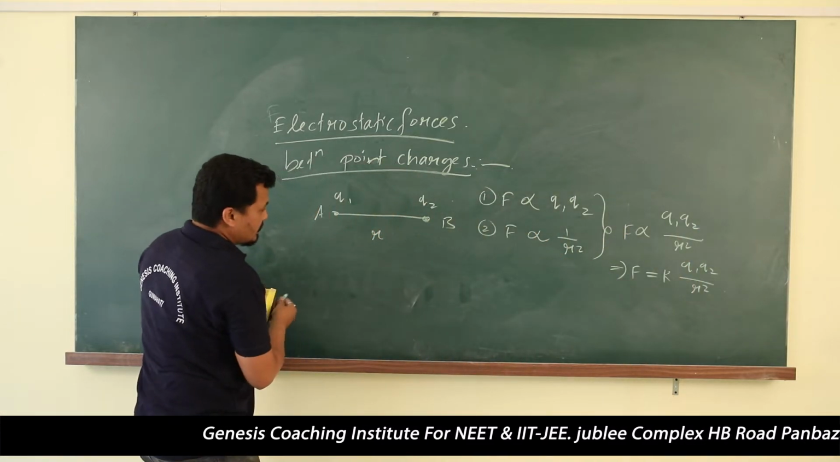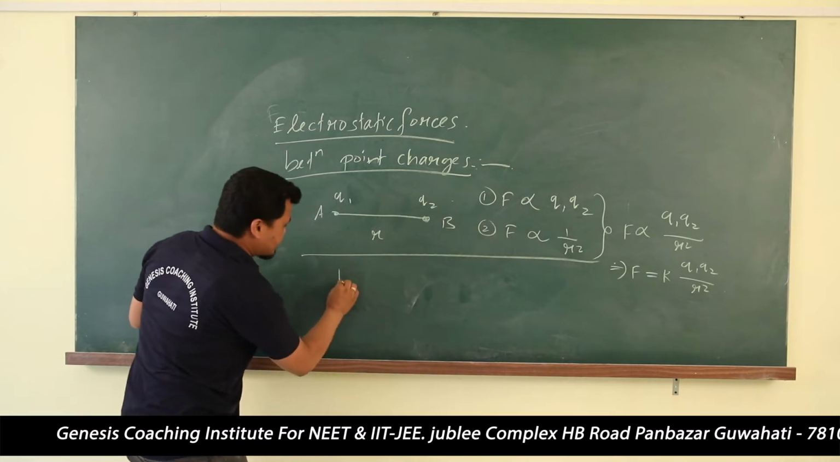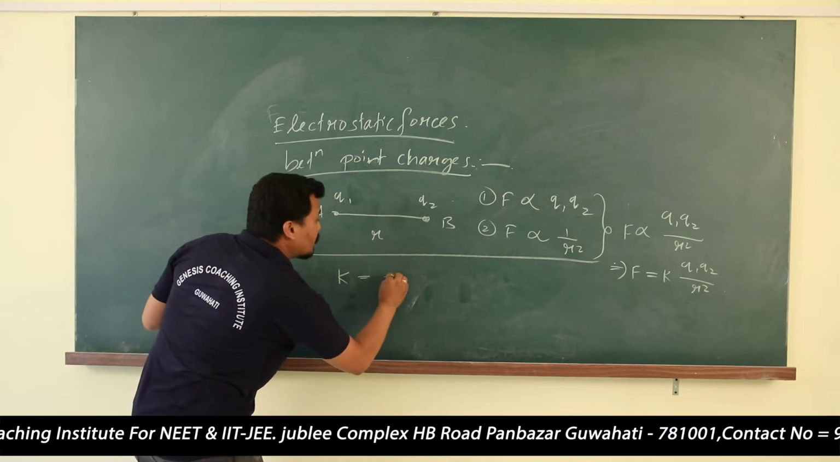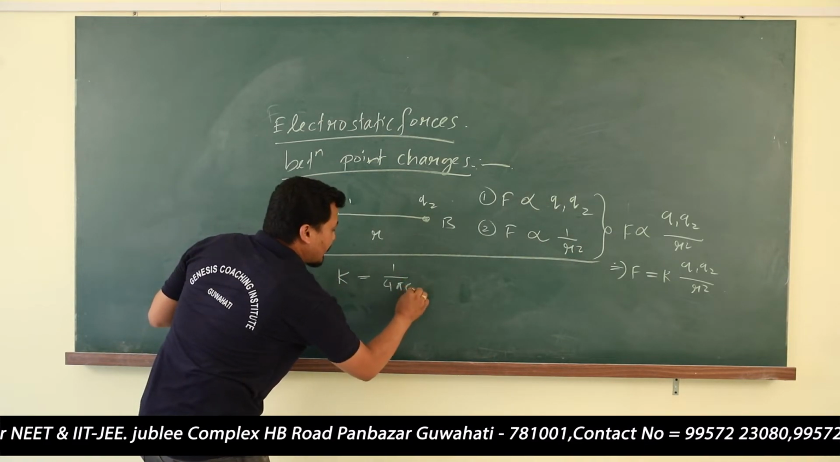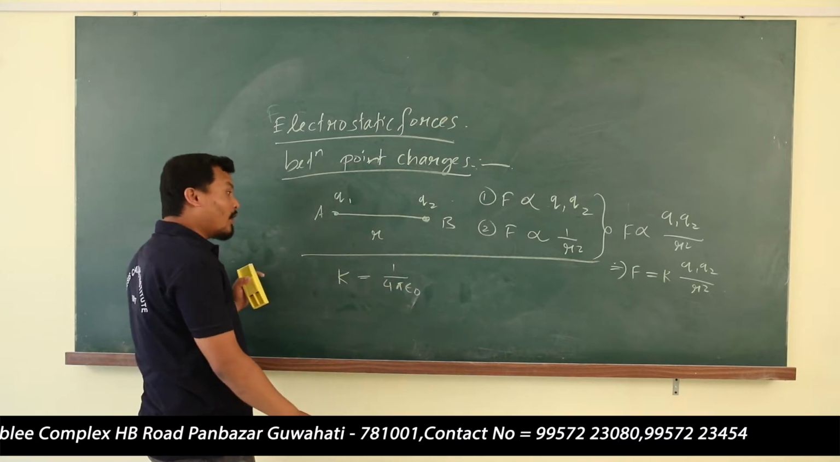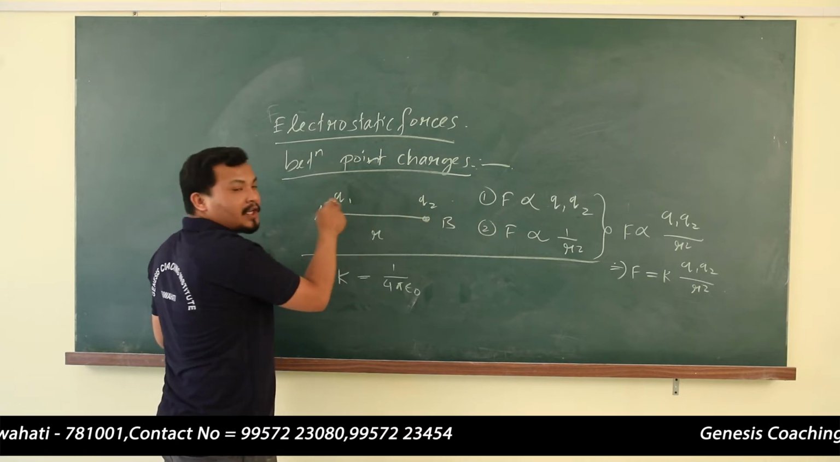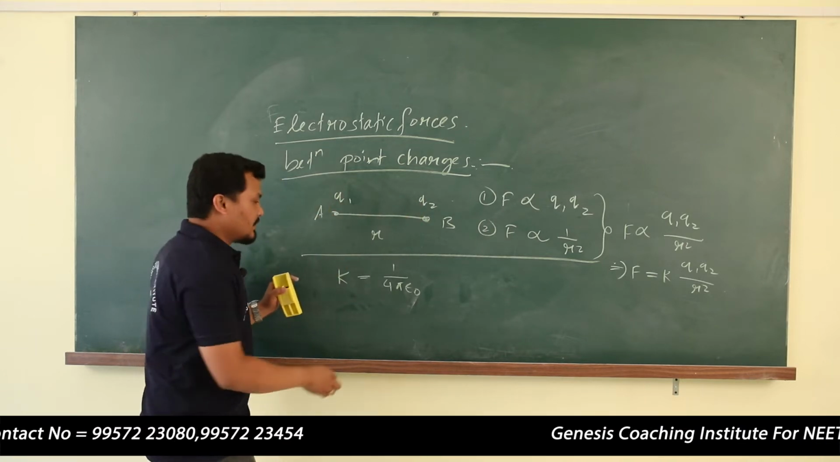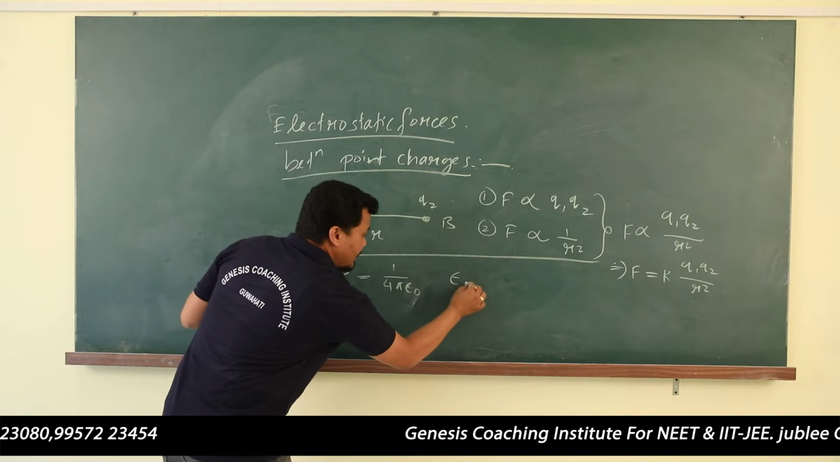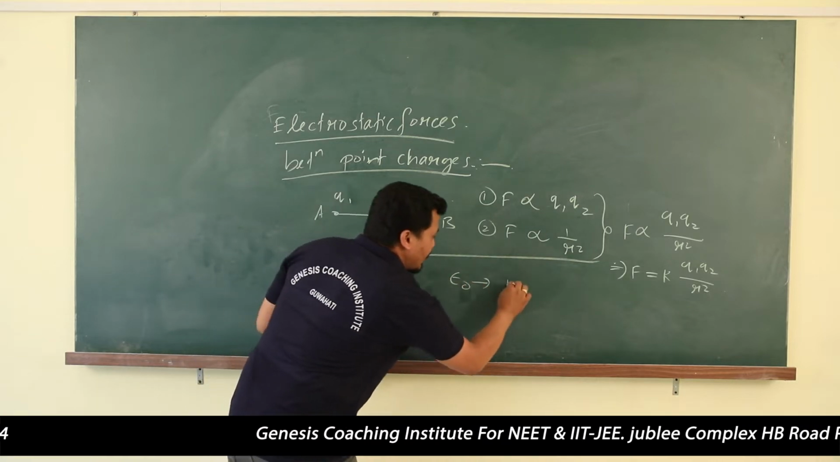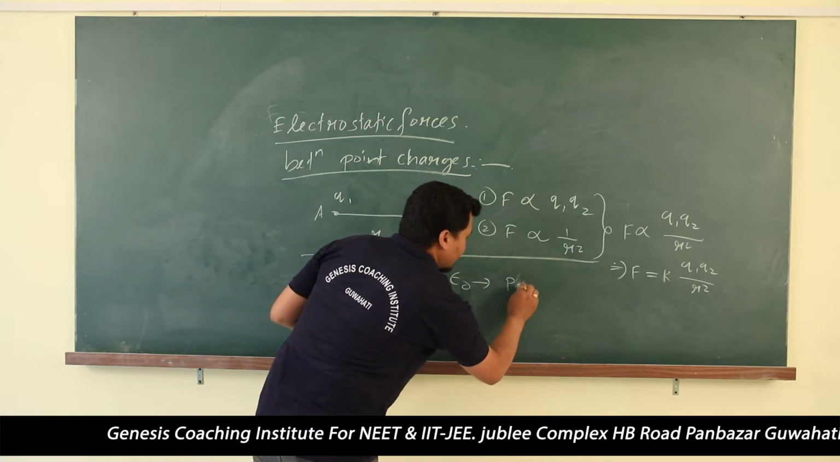Now this constant K is equal to 1 by 4 pi epsilon naught for the medium. Medium means the medium between Q1 and Q2 is air. And here epsilon naught is the permittivity.